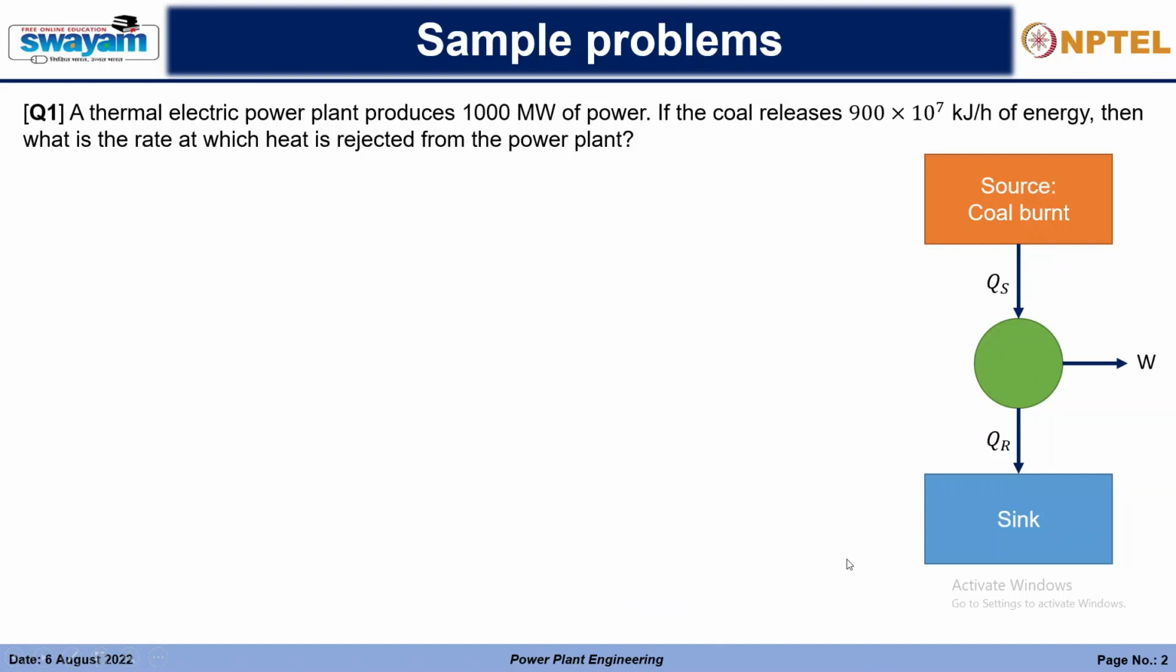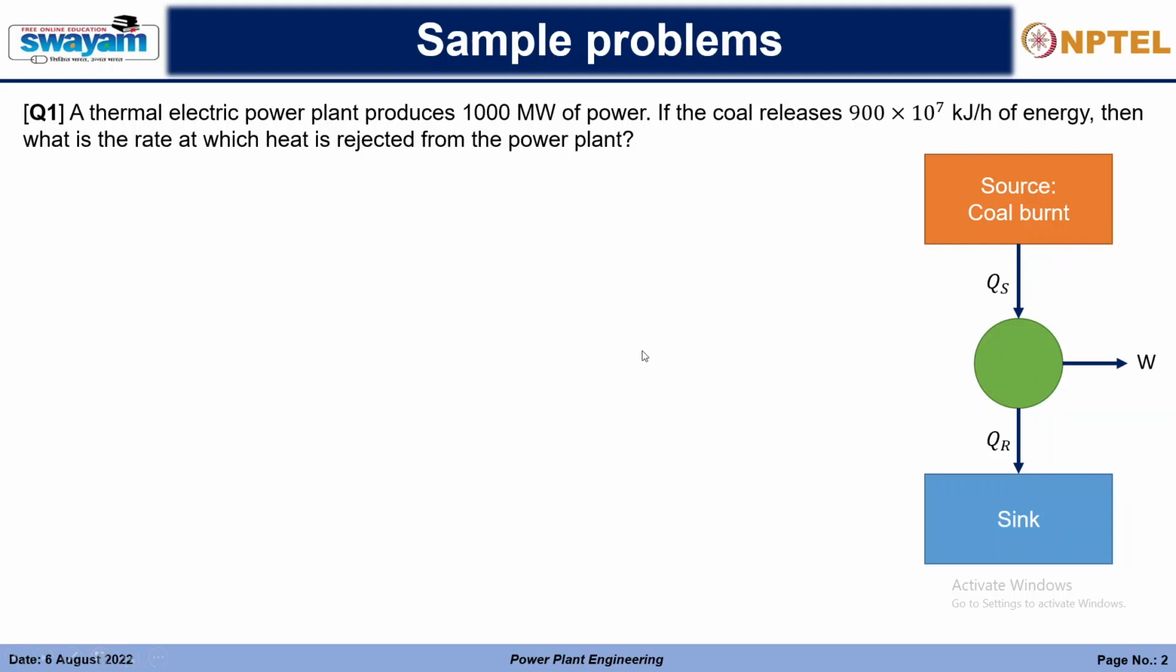So here the question says that a thermal electric power plant produces 1000 megawatt of power. If the coal releases 9 into 10 to the power 7 kilojoule per hour of heat, then what is the rate at which heat is rejected from the power plant? Simply, we know what is the work done by the electric power plant. We know what is the heat supplied to the power plant.